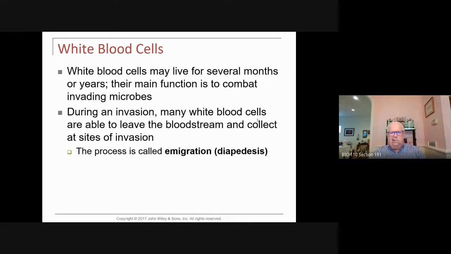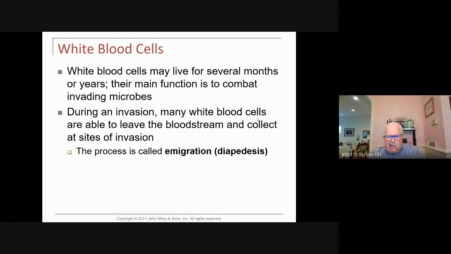White blood cells can live for months. Lymphocytes can live for years. Their main function is infection control. They combat invaders, viruses, bacteria, fungi. They try and kill them.